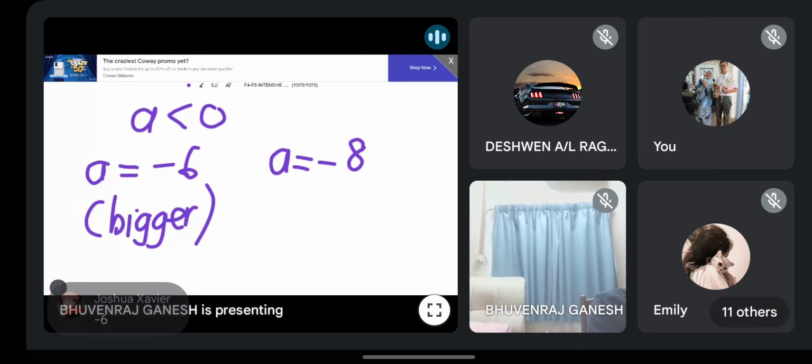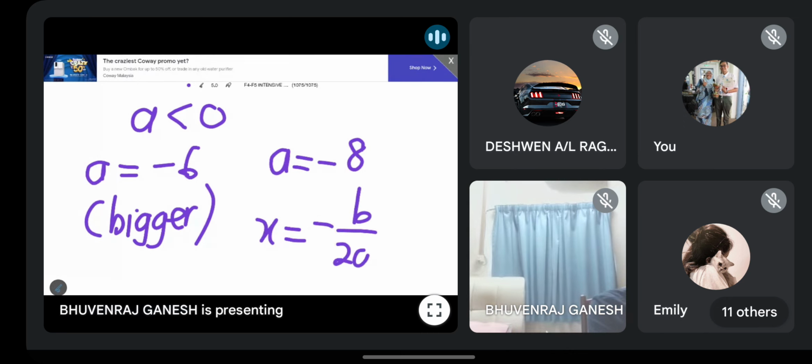Remember, see the value only. Okay, x equal to negative b over 2a. So I want bigger, which means my x is higher. So a must be smaller. Smaller, you might say this is smaller, but don't see the negative. So this one is smaller. Negative 6, I should say 6 is smaller than 8. Okay, you compare the number only. 6 is smaller than 8. That's why 6 will be the bigger graph.